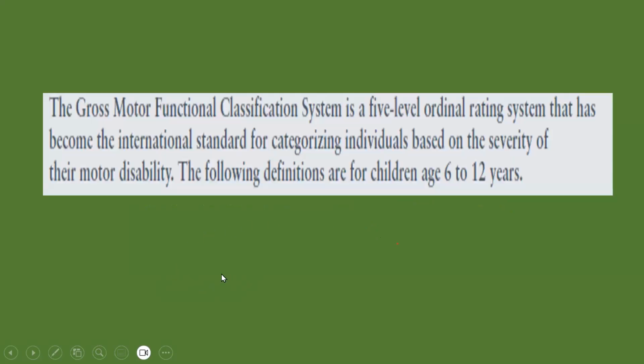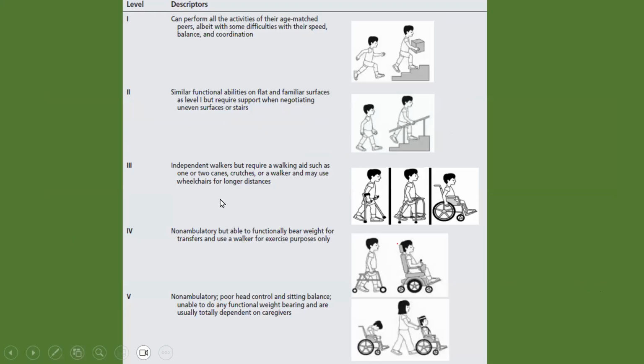The gross motor functional classification system is a 5-level ordinal rating system that has become the international standard for categorizing individuals based on severity of their motor disability. The following definitions are for children age 6 to 12 years. This is the classification used, and I will go through each one individually.